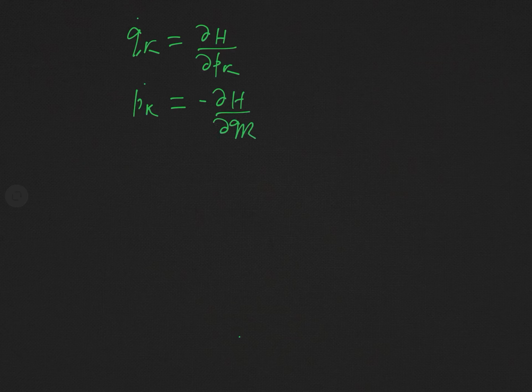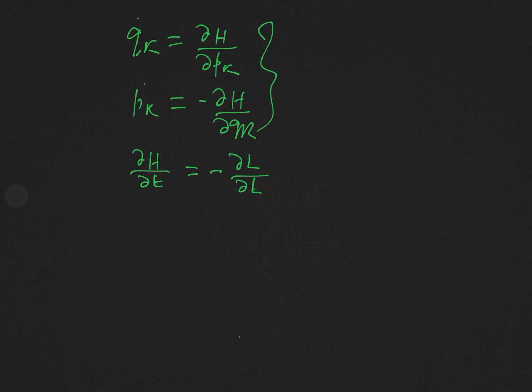you can see it very easily, that we will get qk dot equal to del H by del pk, and pk dot equal to minus del H by del qk, and del H by del t is equal to minus del L by del t.